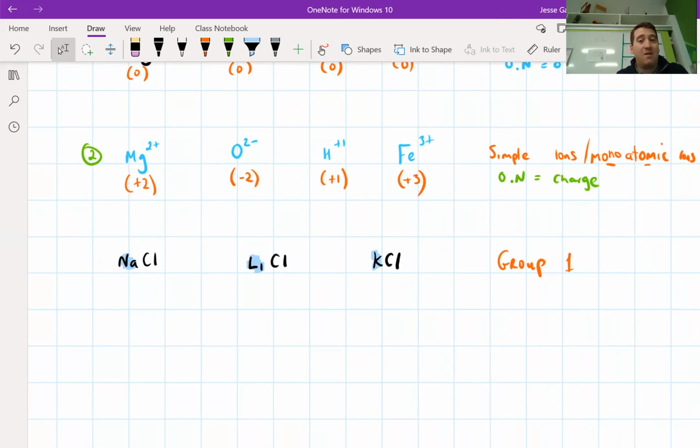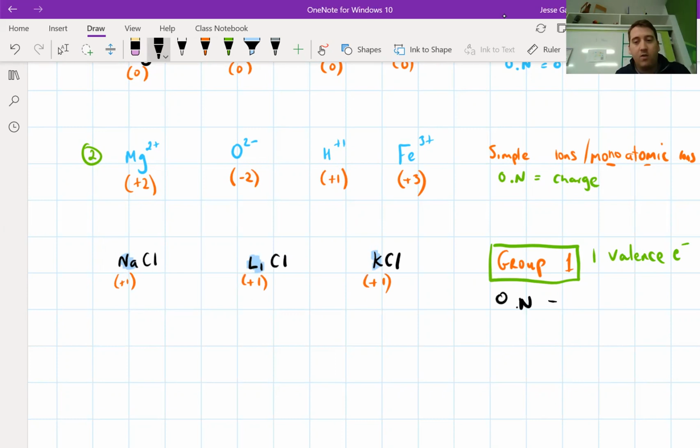Now, the next thing is, how many are they going to lose? And again, this is where common sense comes in. If they're in group 1 and they have 1 valence electron, then they can only lose 1 valence electron. So all of these will have an oxidation number +1. So that's the rule for these guys. If they're in group 1, they have an oxidation number of +1. So that's the rule. Group 1s have an oxidation number equal to +1, always when they form compounds. So they always lose 1 electron. So that's rule number 3.